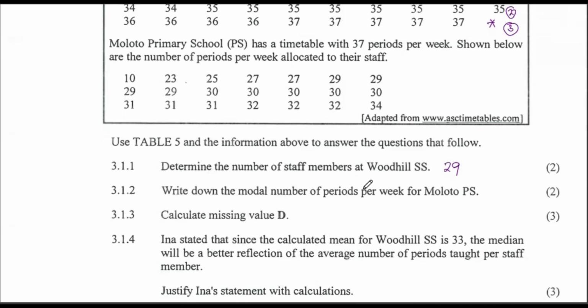Okay. Write down the modal number of periods per week for Moloto PS. Another thing you need to take note of: we are looking at the modal number, which is the same as the mode, the number that appears most. We check: 10 appears once, 23 once, 25 once, 27 twice, 29 appears 4 times, 30 appears 5 times, 31 appears 3 times, 32 appears 3 times, 34 appears once. The modal number is the one that appears most, and it's 30. The mode equals 30.